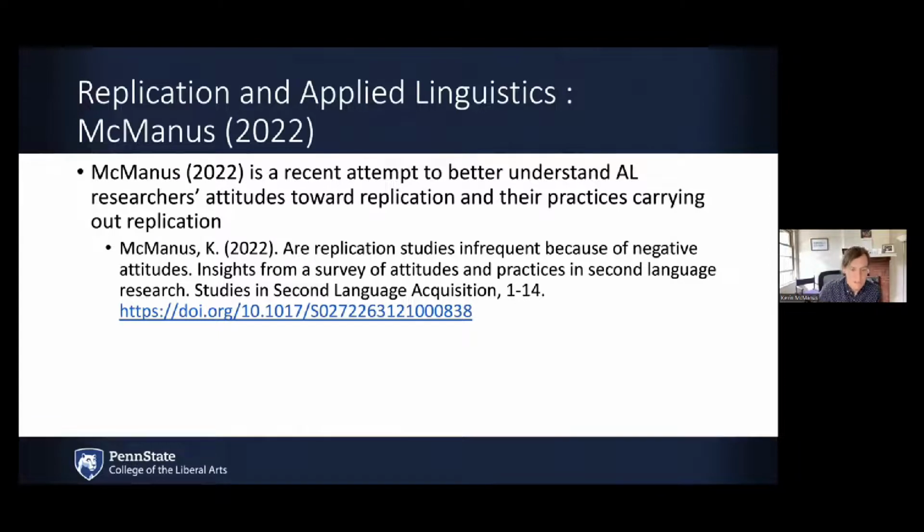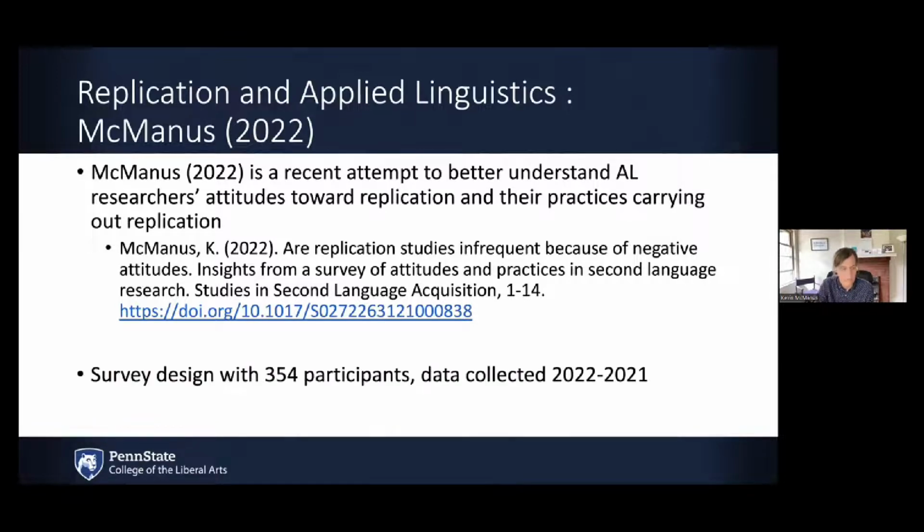So I provided here a link to a study I recently carried out, and I wanted to better understand what the attitudes of researchers in the field are towards replication, and what their practices are when they do carry out replication studies, right? To get an idea, or to better understand, are people not doing them because they don't value them, right? Or is it something else, right?